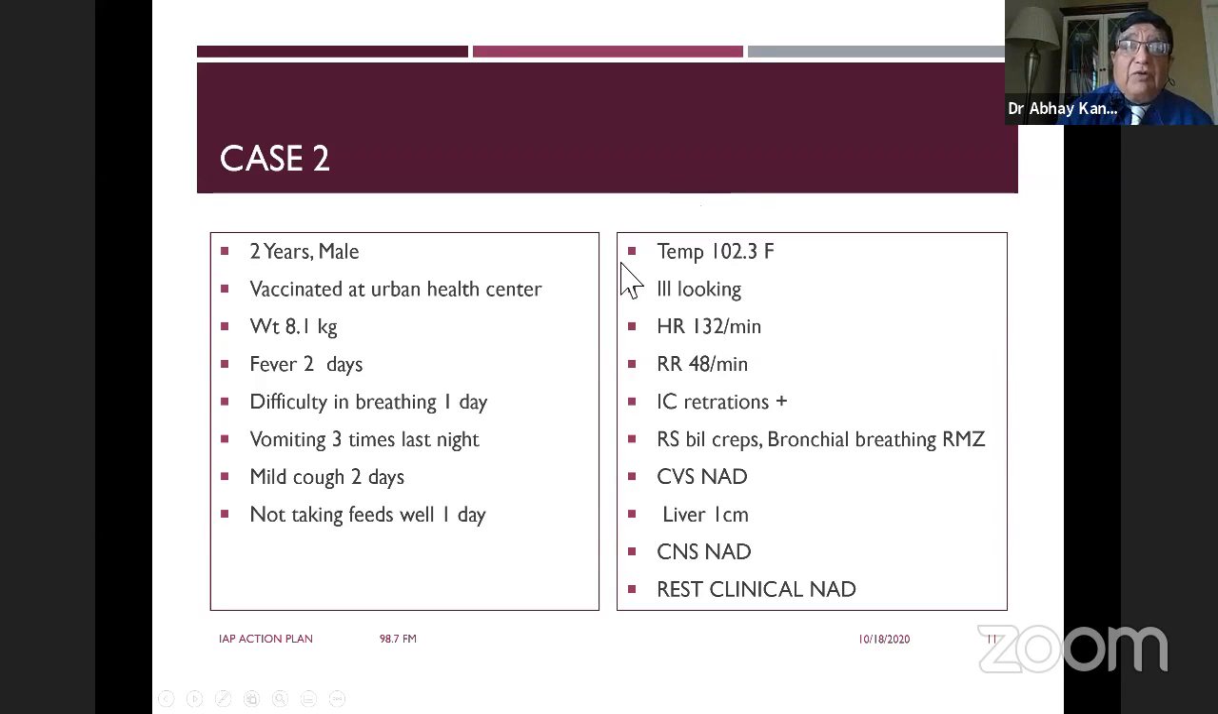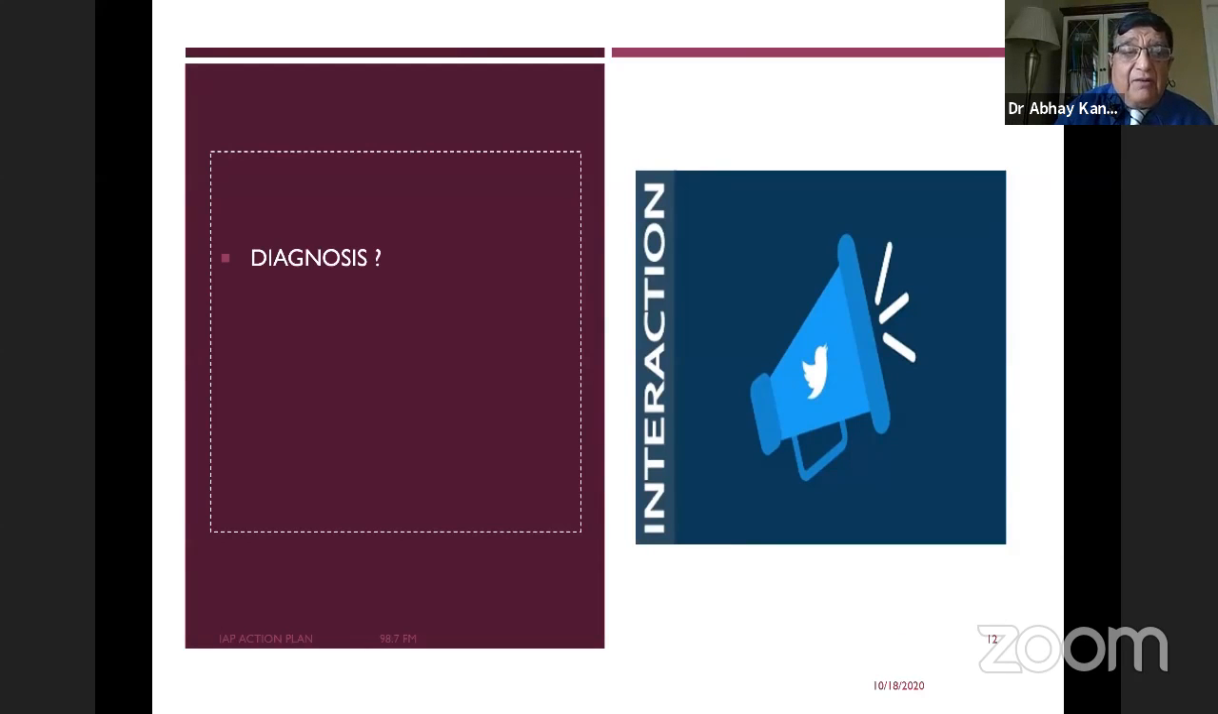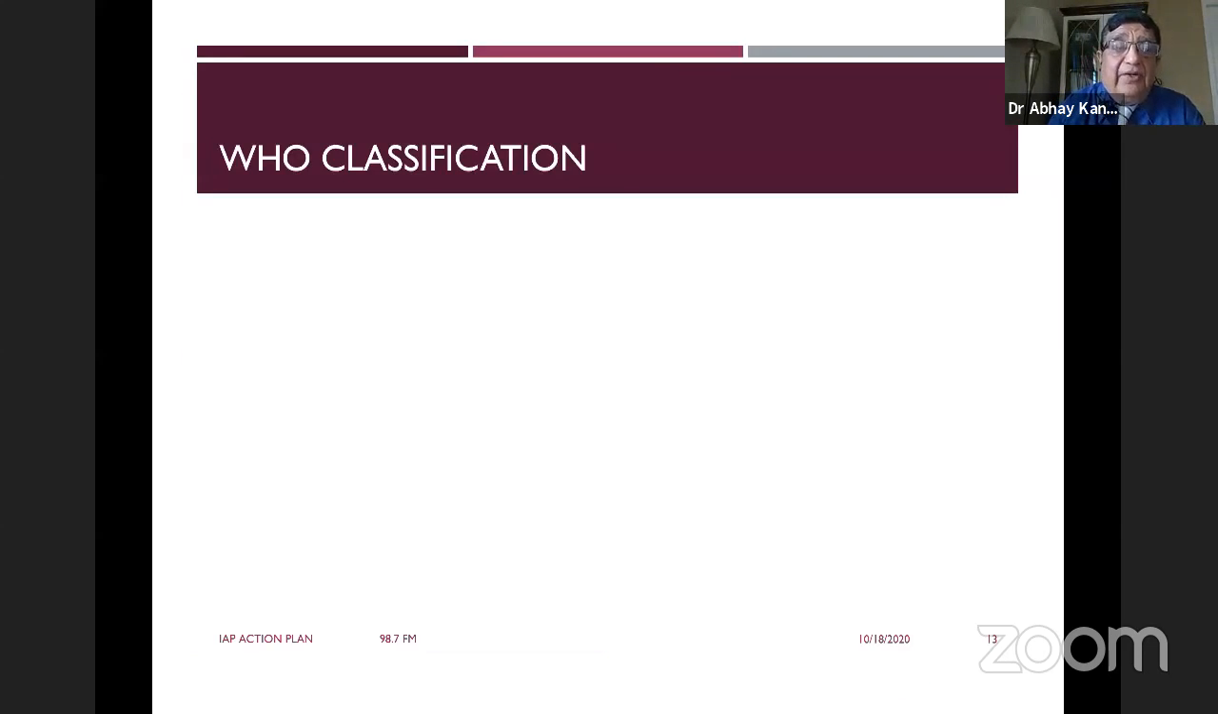On examination, the child was febrile and ill looking. There was tachycardia, tachypnea, intercostal retractions, and bilateral crepitations with bronchial breathing at the right midzone. So the clinical diagnosis was right midzone pneumonia. And as the child is not able to drink, not able to feed well, and there was tachypnea, it was diagnosed as a case of severe pneumonia. So the next question comes: how will you assess the severity in a case of community acquired pneumonia?